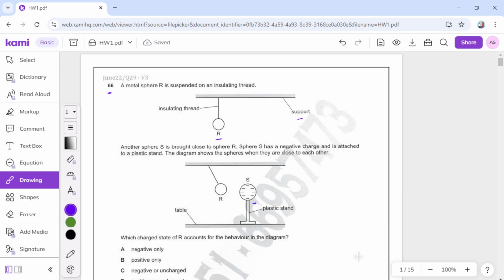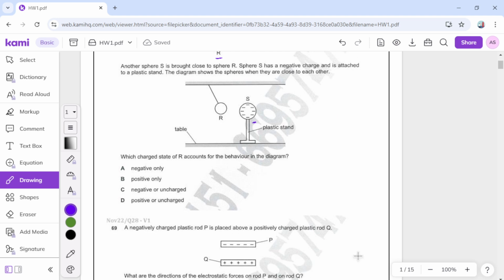Okay, which charge, state, on R accounts for the behavior in the diagram? As you see, ball R is attracted to S. We said before, positive with negative, positive, negative, attract. So maybe R is positive.